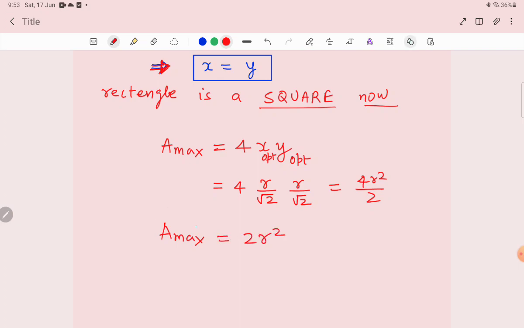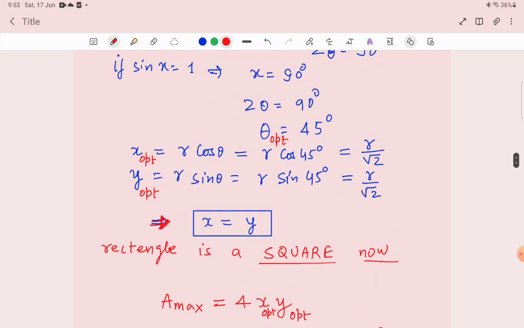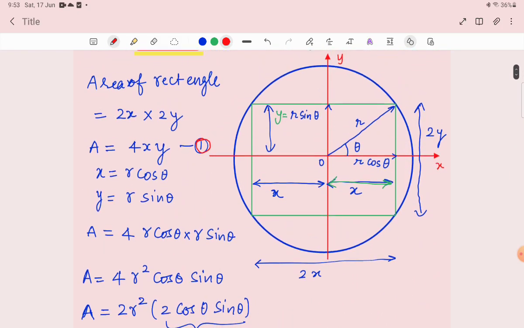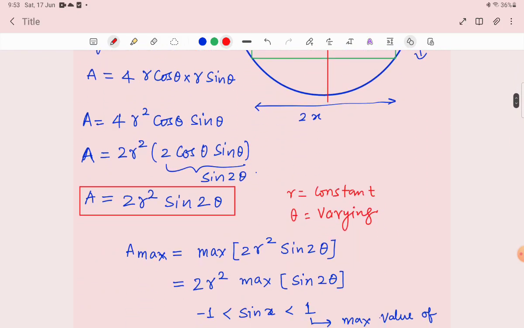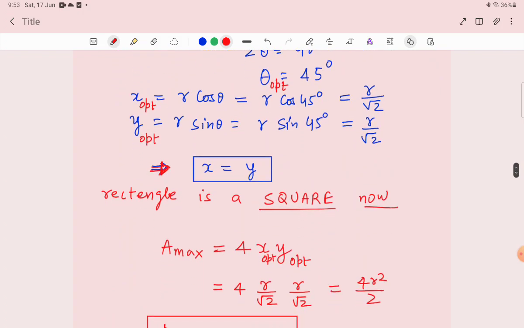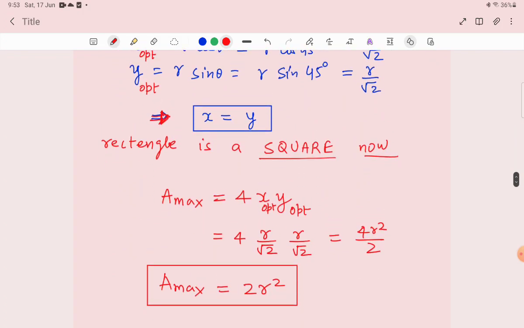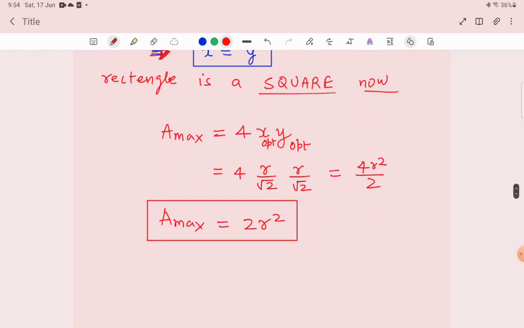So now one can verify with either method. One is the differentiation method, and another is this method using geometry and trigonometry. Both are the same, which is 2r square, where x and y have the same value, converting the rectangle into a square, and both will have the same answer.